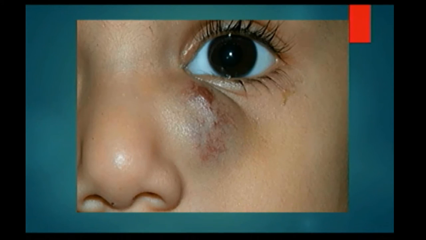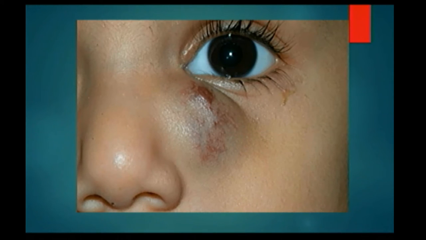This is the third case. Also, it's a small child, and the parent said that this has been there since she was born. It increased a little bit. If you want more questions, no, it does not increase if she's sick or with pressure.